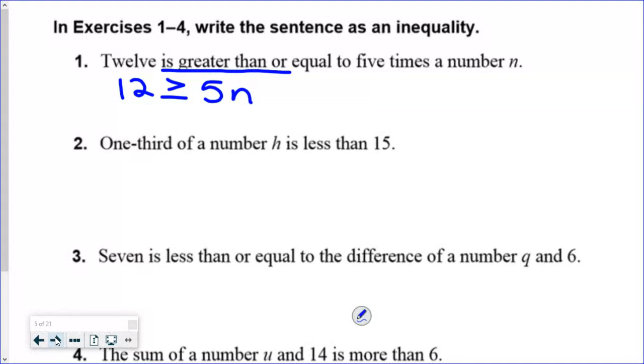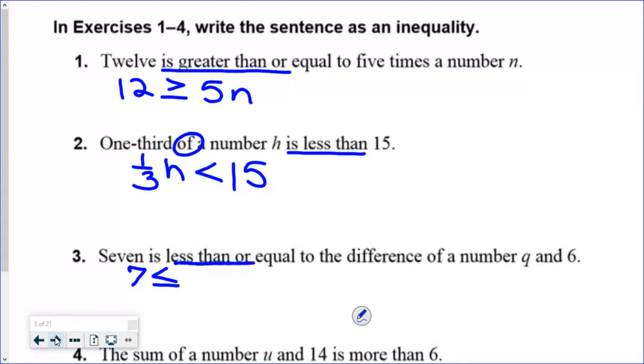Number 2, 1/3 of a number h, that means times h, of means times, is less than 15. Sometimes if you just have less than, that means minus, but is less than means that symbol. Okay, number 3, 7 is less than or equal to the difference, which means subtract, the difference of a number q and 6. I know I make my q's funny.